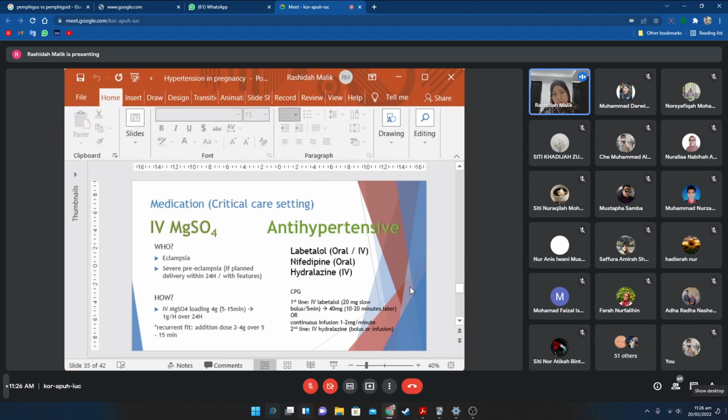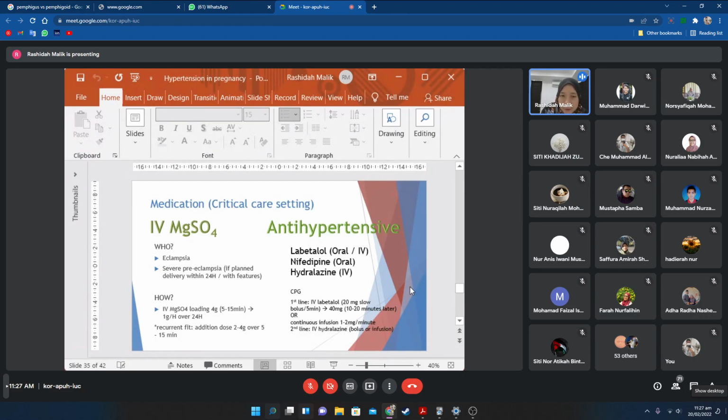So when do you give IV magnesium sulfate? Obviously, if the patient has eclampsia, or if the patient does not have eclampsia, but you have severe preeclampsia, whereby you have impending eclampsia features, or there's hypertension with concerning features of hematological, maternal organ involvement or fetal involvement, and you plan for delivery within 24 hours. So these are the women that you give IV magnesium sulfate, and you will need to remember the dosing.